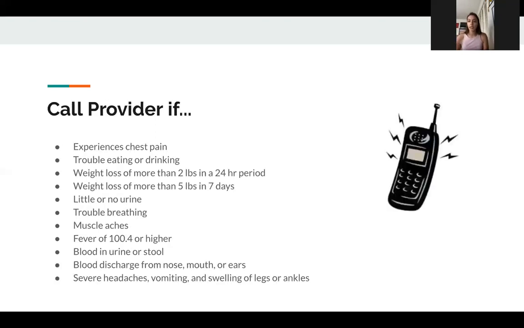And then we want to also educate on when he should call his provider. He should call his provider when he experiences any chest pain, if he's having trouble eating or drinking, if he's having any weight loss of more than 2 pounds in a 24-hour period, or weight loss of more than 5 pounds in 7 days, if he's having little or no urine, trouble breathing, muscle aches, fever of 100.4 or higher, blood in urine or stool, blood discharge from nose, mouth, or ears, and then severe headaches, vomiting, swelling of the legs or ankles.